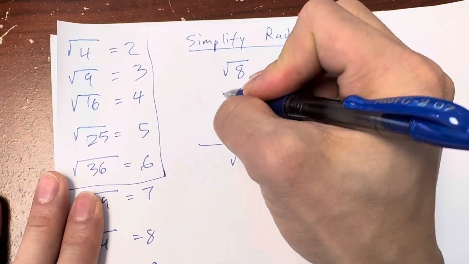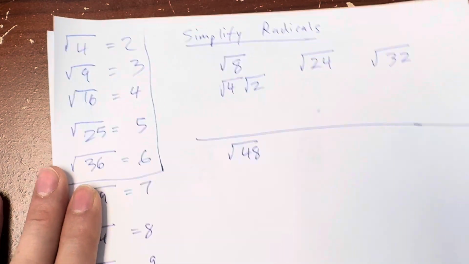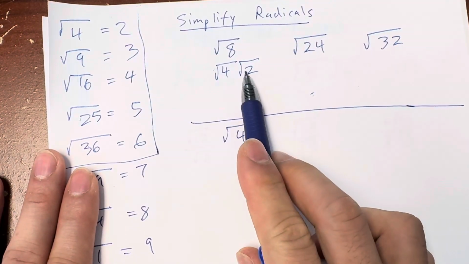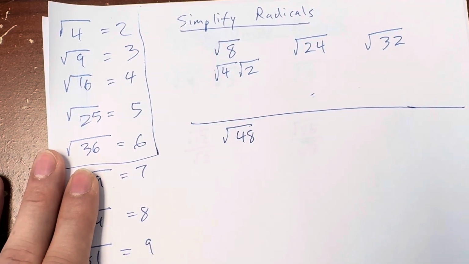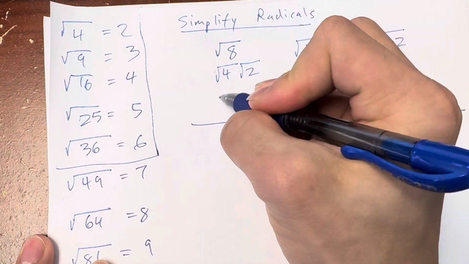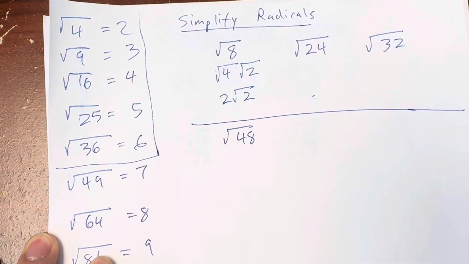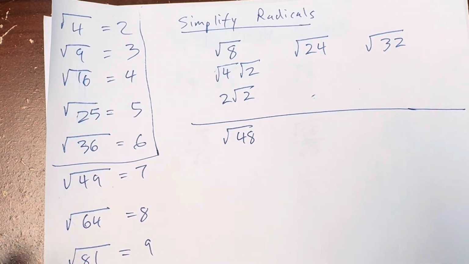I'm going to split it up. I'm going to say square root of 4. And of course, 4 times 2 is going to get you 8, right? And so square root of 4 and the square root of 2 is going to get you square root of 8. And the last thing that you have to do is simply simplify. We already know that the square root of 4 gets you 2. So therefore, this final answer is just going to be 2 root 2. Okay?